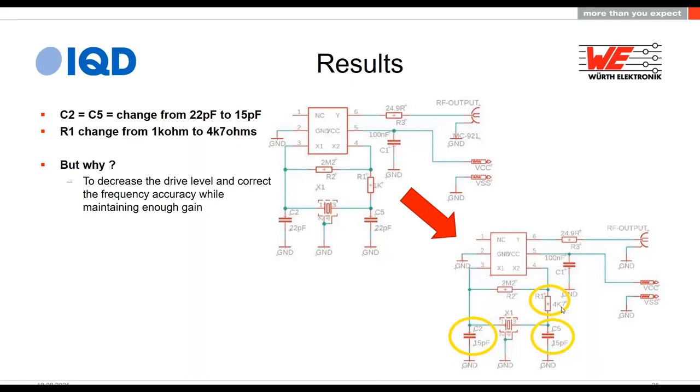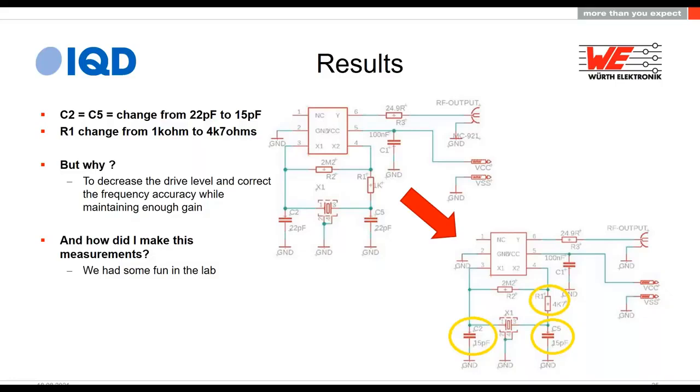And we said, but why have we done that? Well, I hope now that you can see that what we were doing was we were decreasing the drive level so that we could bring the drive level through the crystal to be within specification, and we were increasing the frequency accuracy by increasing the accuracy of the CL value, the capacitive load on your PCB. How did we make those measurements?